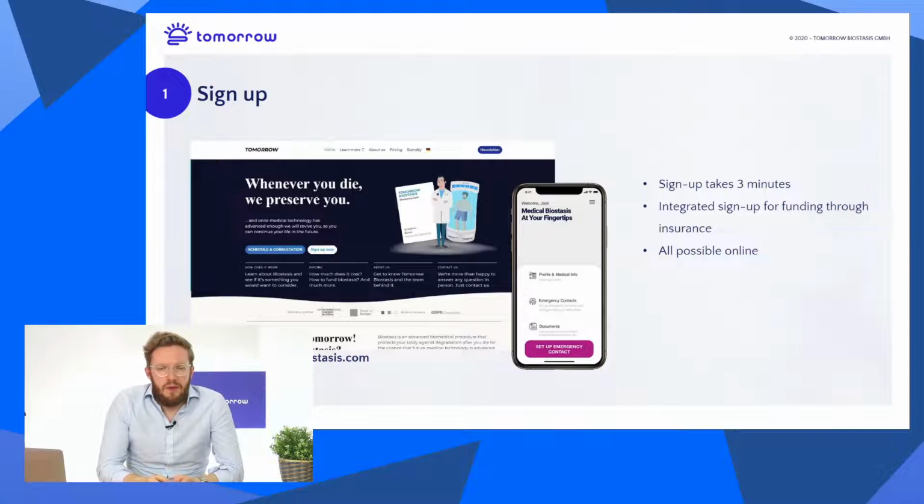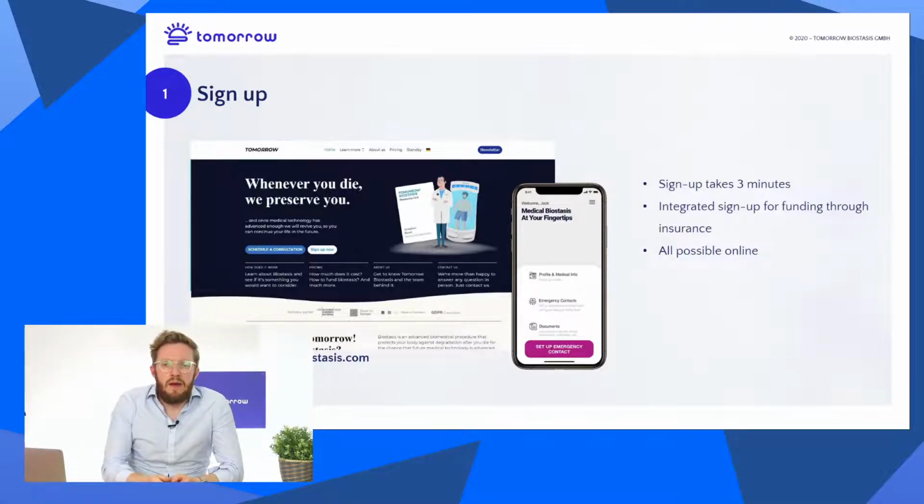You become a member with us. You can pay with PayPal, right? Most people pay on a monthly basis. I'll show you in a second. This luckily is not a topic that is prohibitively expensive for most people. So it's a pretty simple process. And then we automatically send you the contract, the documents for funding your cryopreservation contract. And then all of these steps are online.